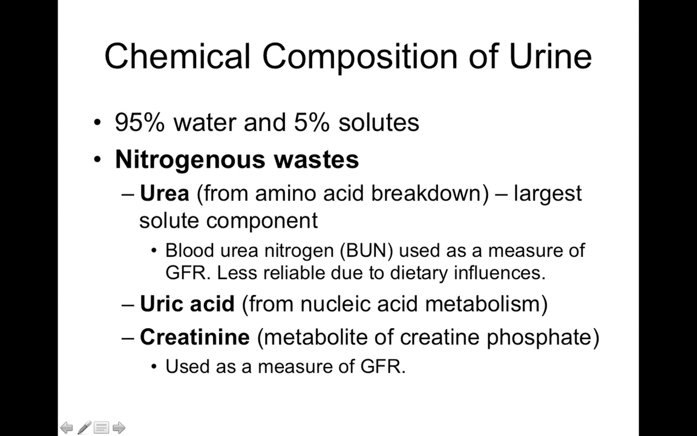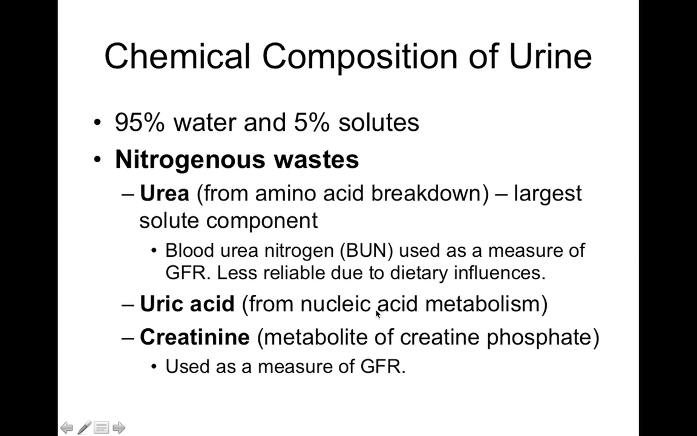Because urea is a byproduct of protein metabolism, if someone has a high protein diet, then their blood urea nitrogen will be abnormally high, which doesn't mean that their kidneys are failing. It just might mean that they have a really rich protein diet, which means that their BUN will be elevated, and that could actually give you a false reading on their GFR from that value.